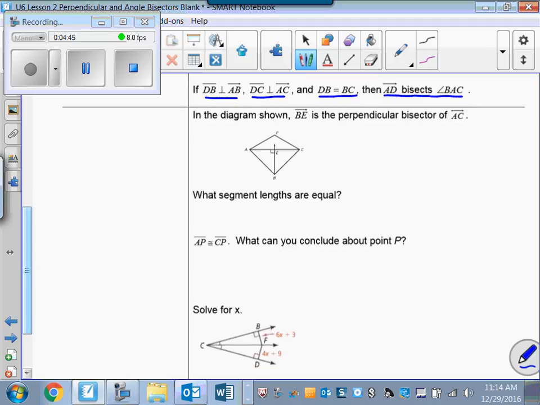In the diagram shown, BE is the perpendicular bisector of AC. What segment lengths are equal? Well, I know that AB equals CB, and I would have to know that AE equals CE.